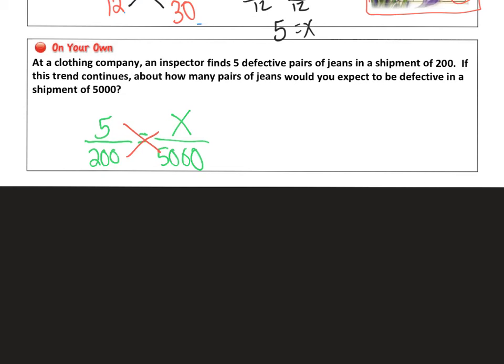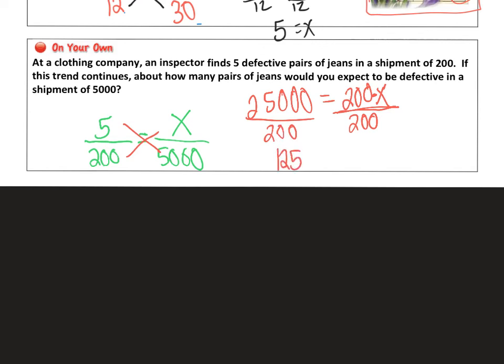5 times 5,000 is 25,000, and 200 times x. We get the x alone by undoing the multiplication by dividing. So we divide both sides by 200, and we get 125 jeans would be expected to be defective. That's not set in stone. That is just if this trend of 5 out of every 200 continues.